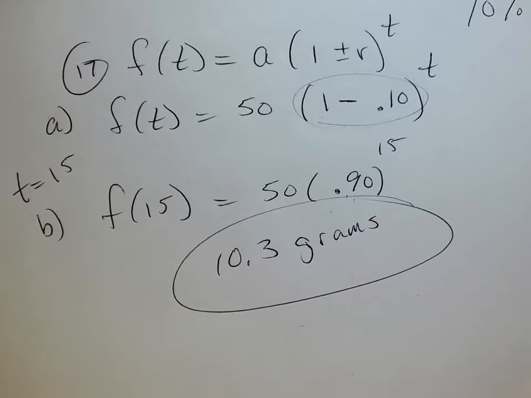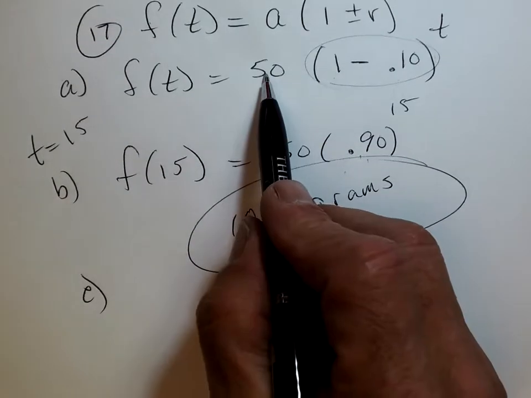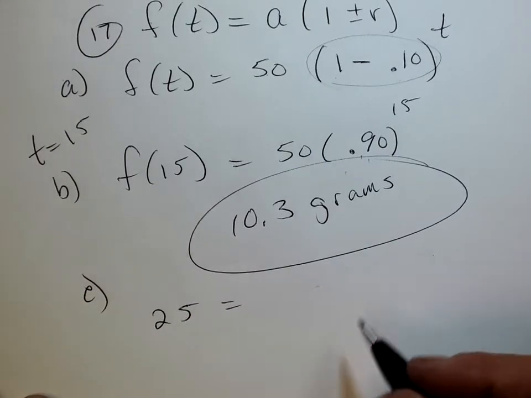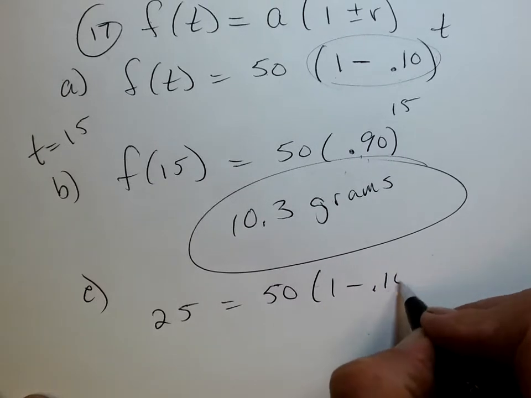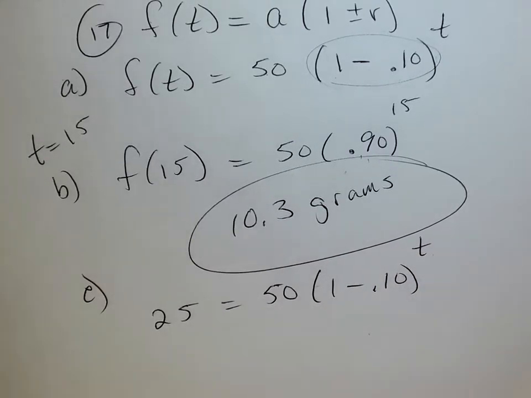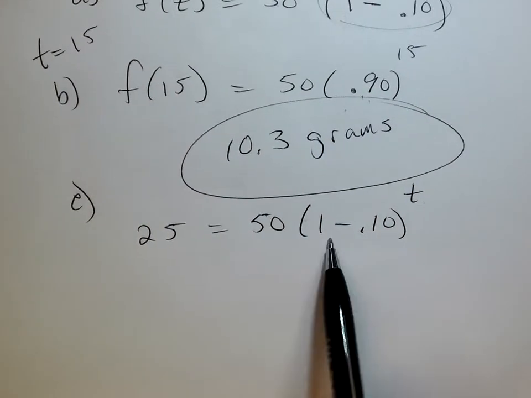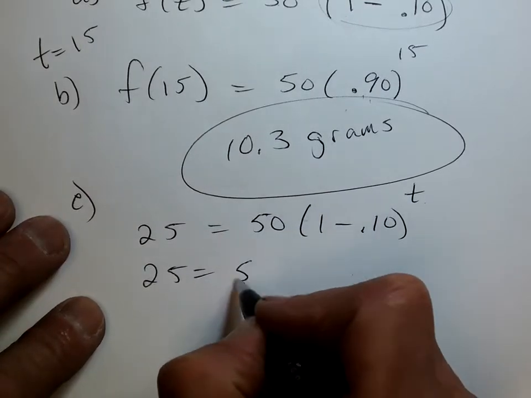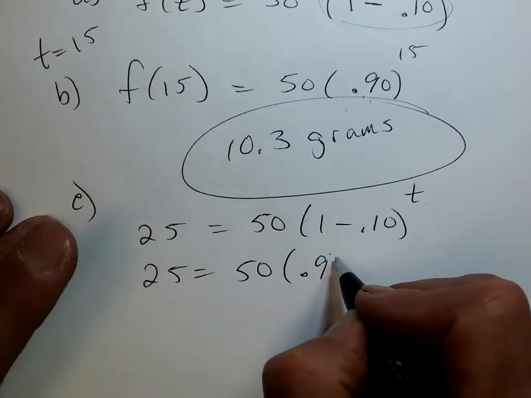Okay, Renee, you ready for C? C says, how long does it take for half the dose to remain? Okay, so half the dose. We start at 50, so let's set 25 equal to 50 times my 1 minus 0.10 to the t power. We got to solve for t. So this time I'm definitely going to change that to 0.9. Make it easier. So 25 equals 50 times 0.9 to the t.